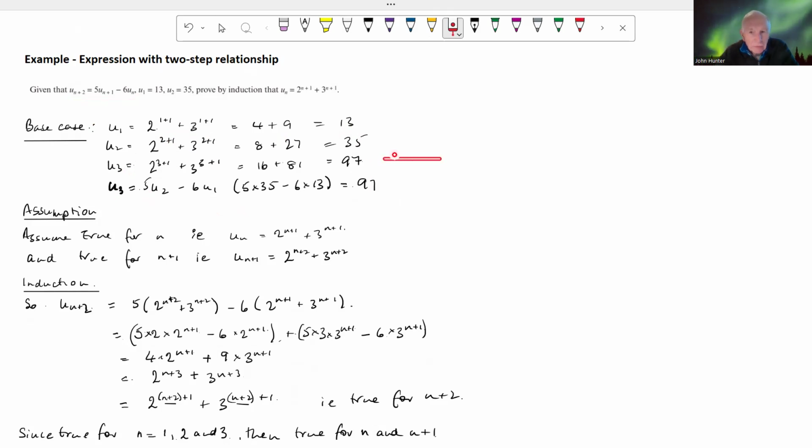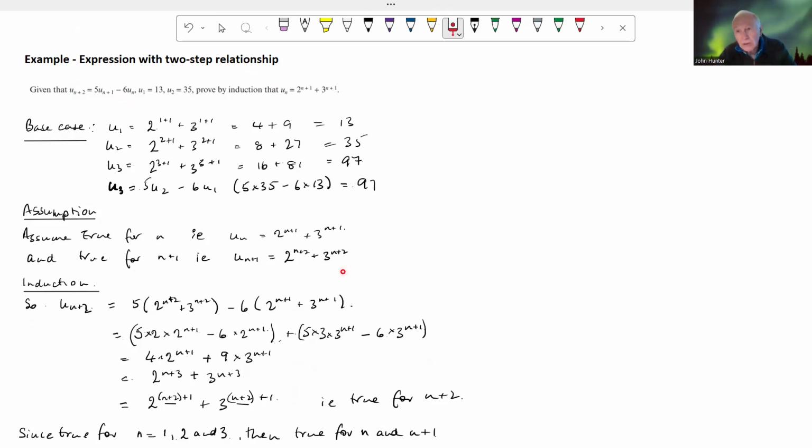This line actually doesn't make too much difference, but we can calculate U3 from that. So we can show the base case as a result of that. Now, the assumption is it's true for n. In other words, that is also true, and it's also true for n plus 1.